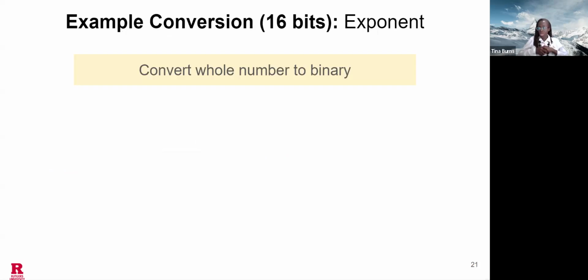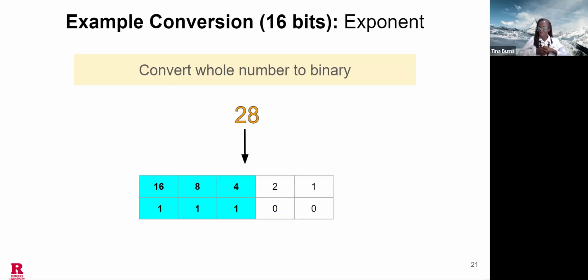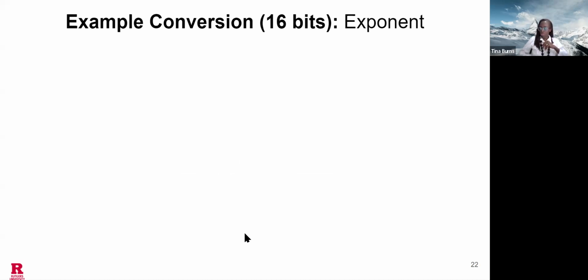Let's start with the exponent. The first thing I'm going to do is convert the whole number to binary. I have 28, and yes, you guessed it, this is how we convert that to binary. It's going to be 1, 1, 1, 0, 0, because when we add these up in binary, 2 to the 2, 2 to the 3, and 2 to the 4 added together give us 28. So our binary representation of this is 1, 1, 1, 0, 0.